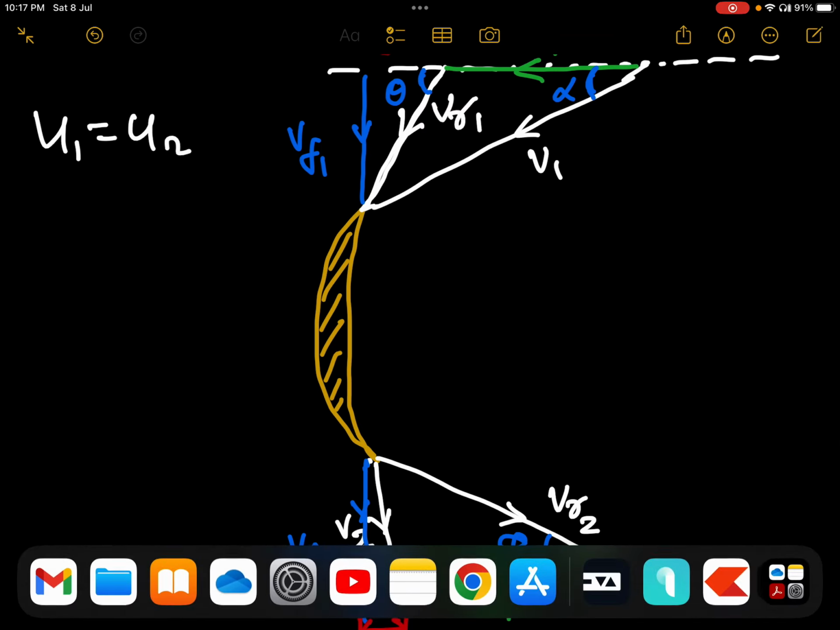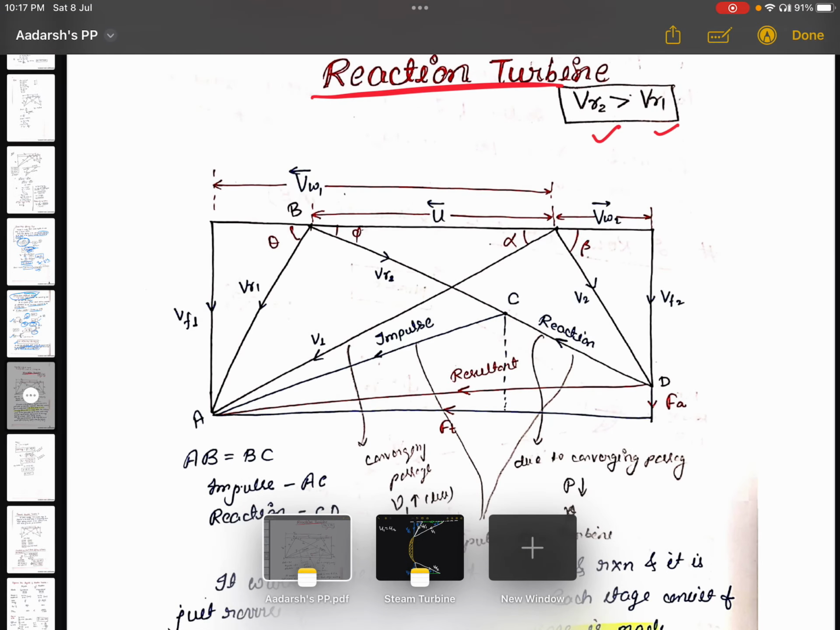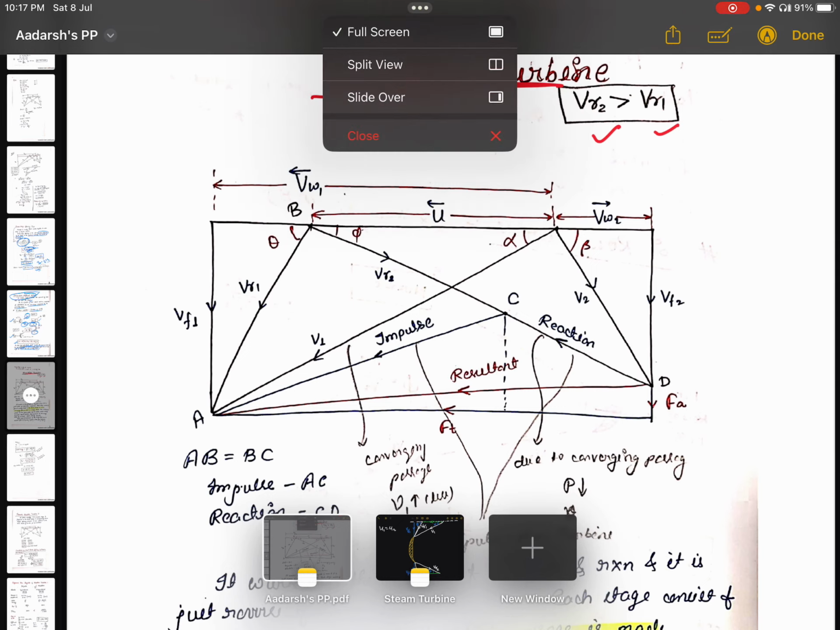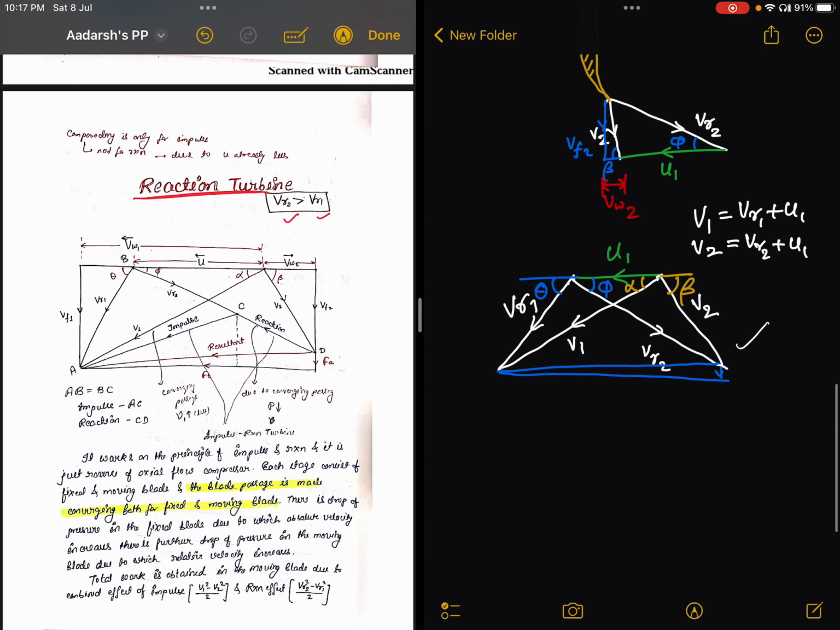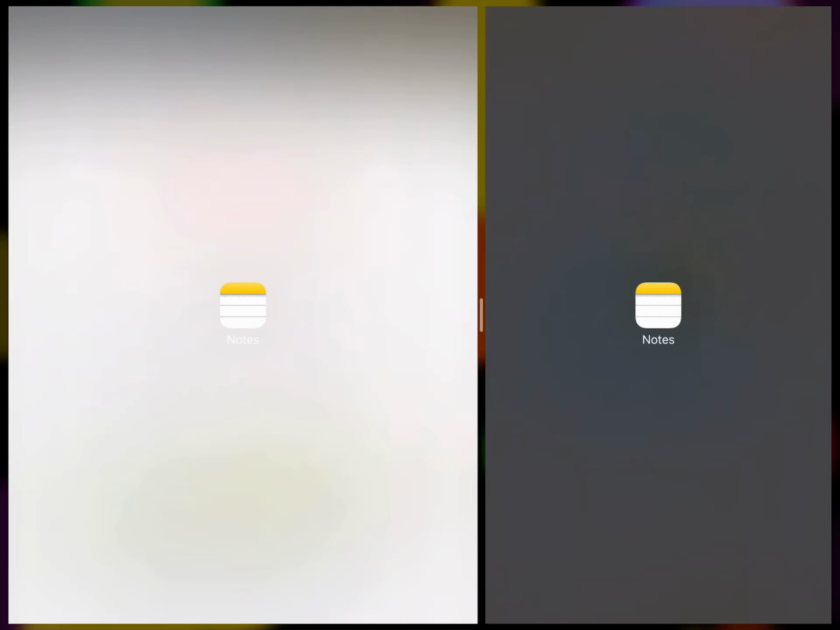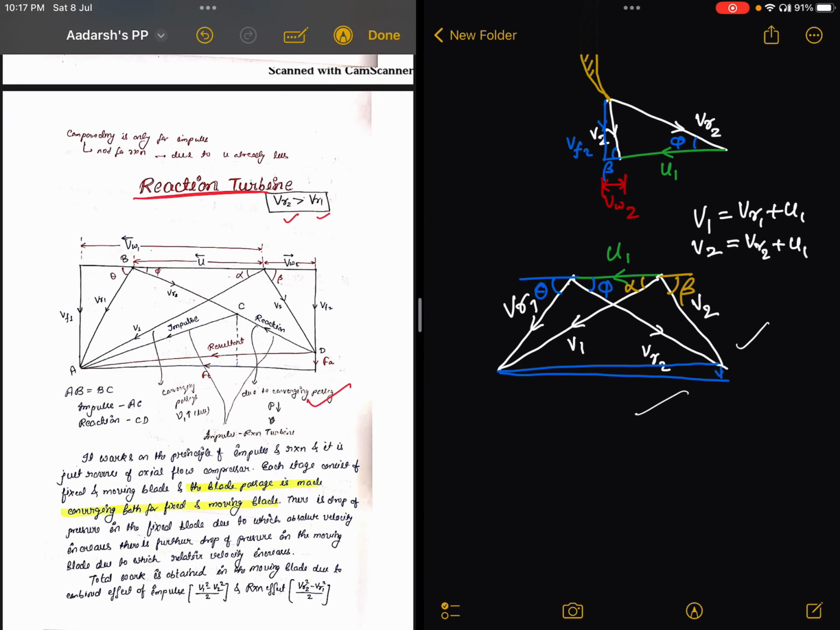So we should try to understand what the differences of the velocity diagram are. Everything is the same. Let us compare both. This is the velocity diagram for the impulse turbine, and this is for the reaction turbine. Here this is the blade velocity, this is the relative velocity of the inward steam, and this is the relative velocity of the outward steam.